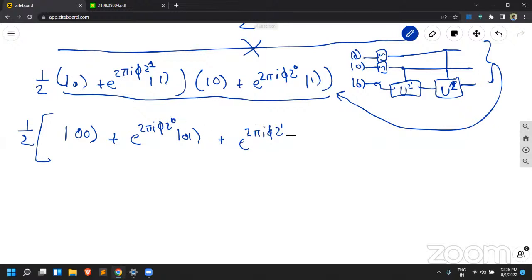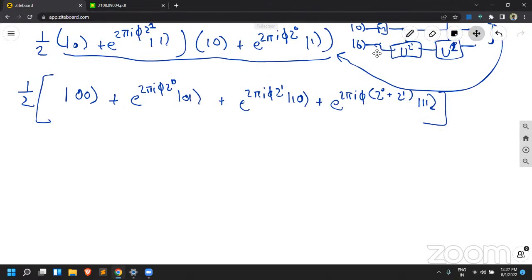0, 1, and 1, 0. And we are going to get 1, 1, which will have the coefficient as e to the power 2 pi iota phi times 2 to the power 0 plus 2 to the power 1, 1, 1. Okay, so this we are going to get. If you see carefully, we have some pattern over here.